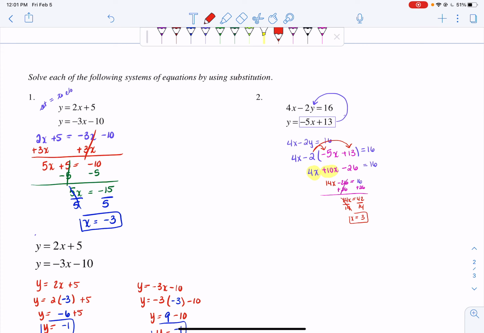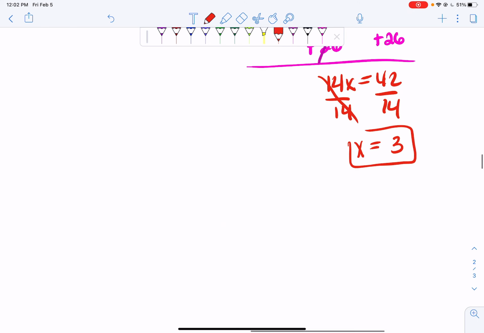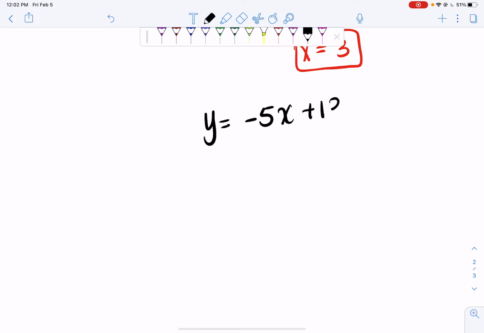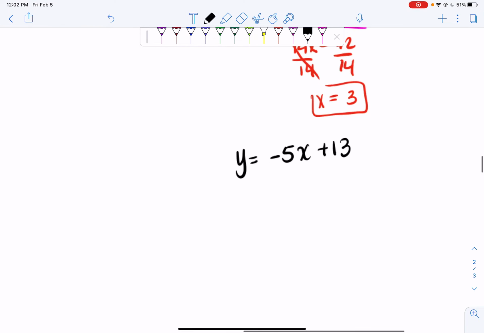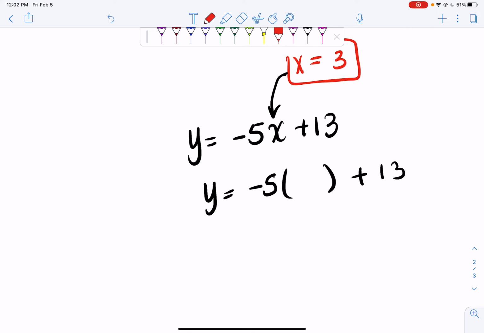So now that I know x is equal to 3, I need to find out what y is. I need to ask myself, what's less busy, my first equation or my second equation? You can use either one. I like to do the easy thing. I'm going to do the second one, y equals negative 5x plus 13. Now that I have y equals negative 5x plus 13, everywhere I see an x, I'm going to substitute a 3.